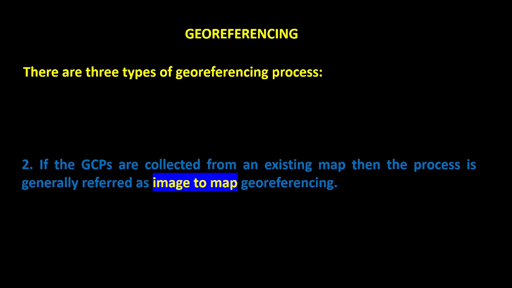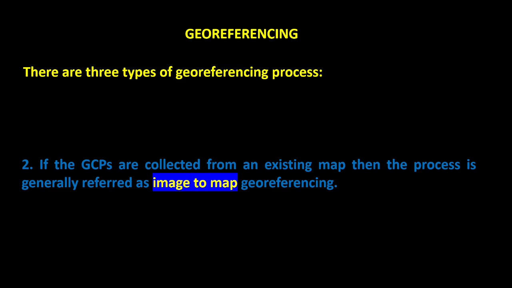Let me give you one example. Suppose you have a topographical map or any block map, district map, or the map of India, or the map of any state of India, and the map is covered by a latitude longitude grid. That means the lines of latitude and longitude are connected with each other, and the connecting points will give you the GCPs.